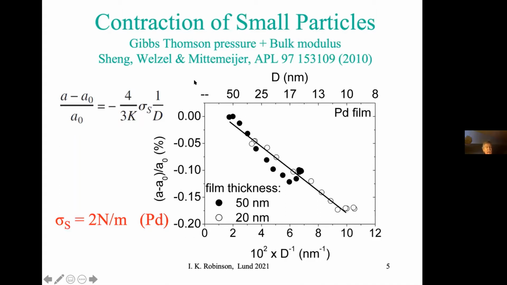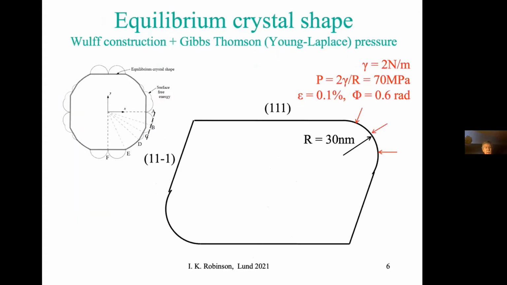And the straight line fits this simple principle, which is that there's a surface tension which is leading to a compression of the crystal given by the bulk modulus, and the relationship is just linear. The coefficient that explains the slope here is just the value of the surface tension, and it comes out to be 2 newtons per meter for palladium. So we get a compression of the average lattice constant of the crystals as we make them smaller.